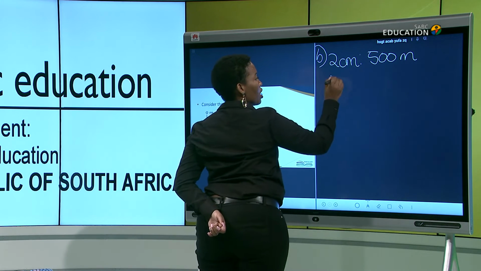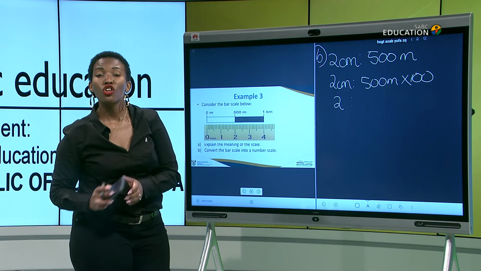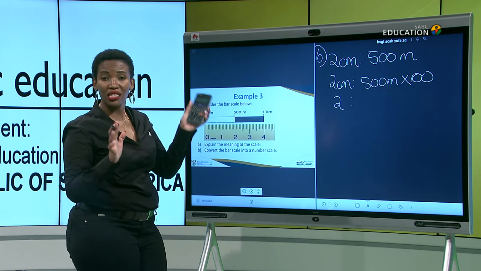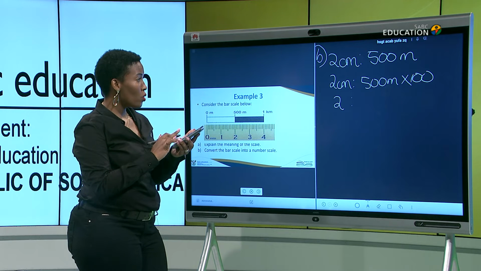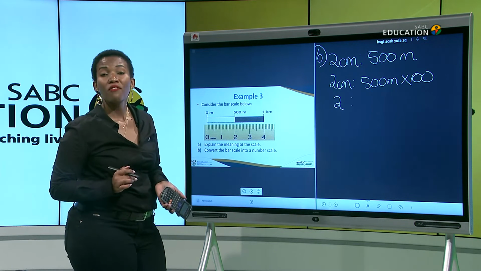So then we are going to take our 2 centimeters, and then we take our 500 meters. Remember, we are converting it, and we said we are multiplying by 100. So here we will have your 2. I'm not going to write the unit because now my units are the same. So you have 2, and 500 multiplied by 100. Remember, you are allowed to rely on your calculator. You are not going to be penalized for using your calculator. So 500 multiplied by 100 equals 50,000.